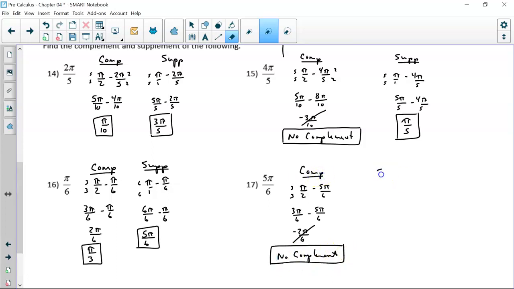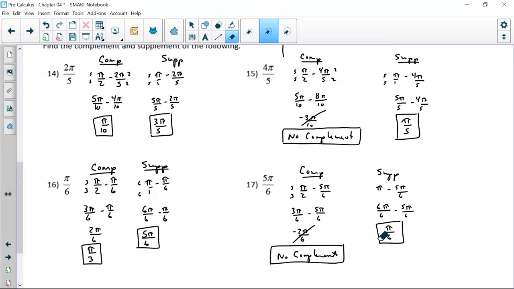And for the supplement, pi minus 5 pi over 6. So you're going to get 6 pi over 6 minus 5 pi over 6, which is pi over 6. And there is our supplementary angle. Okay, so keep those rules in mind.